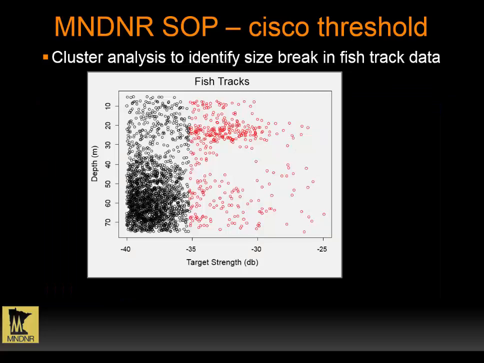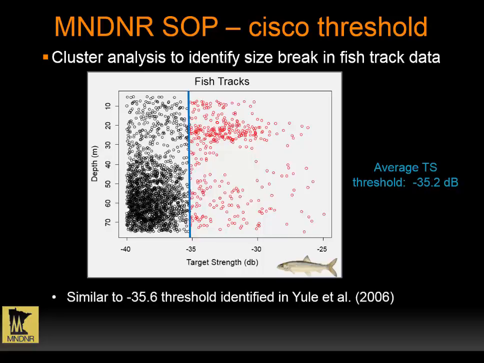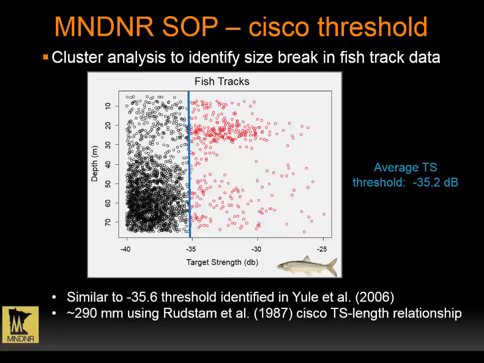And then we used a cluster analysis, and we found a breakpoint in the data that was around negative 35.2 decibels. That corresponds pretty well to a negative 35.6 threshold that Yule et al. identified in his 2006 paper when he was looking at spawning size Cisco. Using a standard equation, Rudstam's 1987 equation, negative 35.2 decibels is about 290 millimeters in length. So that works out really well. It corresponds pretty well to that 300 millimeter minimum that we saw from the commercial data.